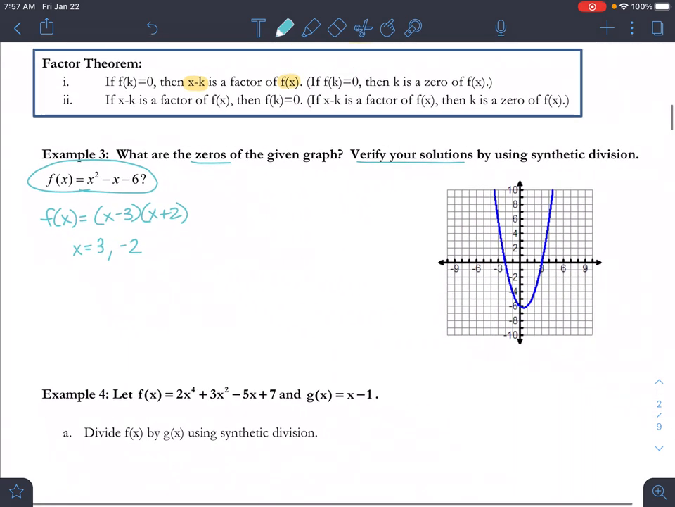Take a look at this picture. What do we got? 3 and negative 2. That's where I would cross the x-axis, because solutions are also x-intercepts. So start connecting that in your head. Solutions, x-intercepts. What else does this mean, though? Let's try one more thing.